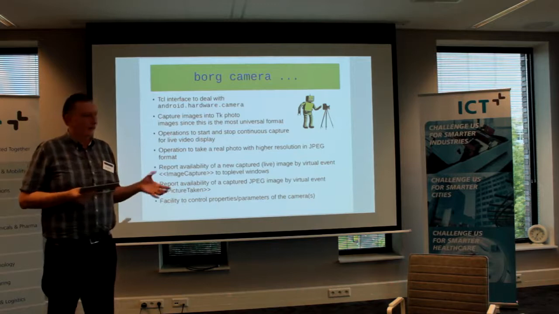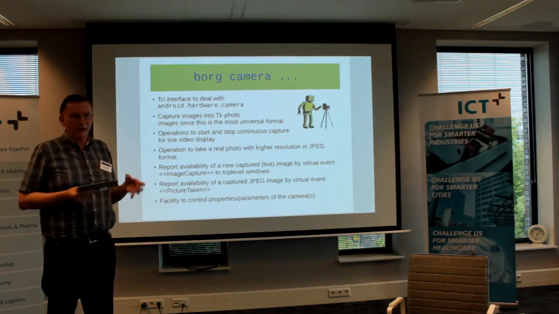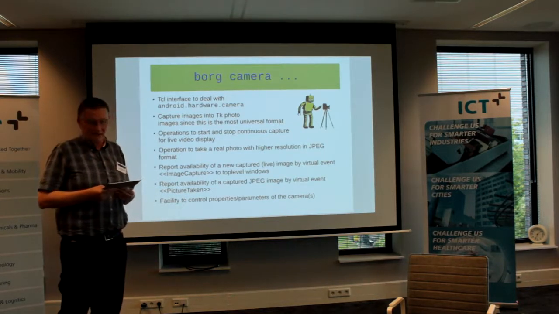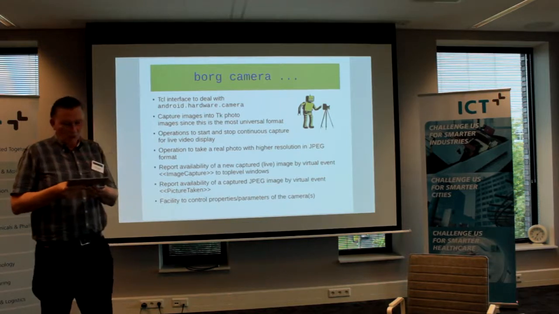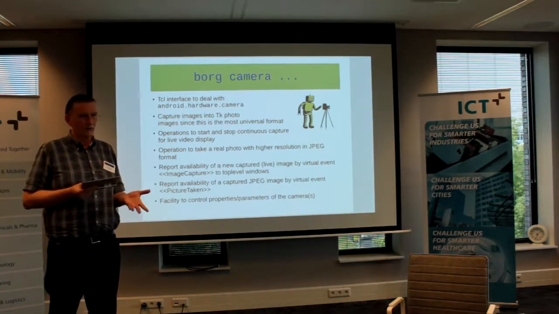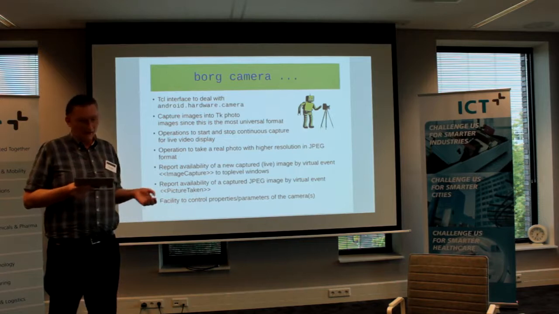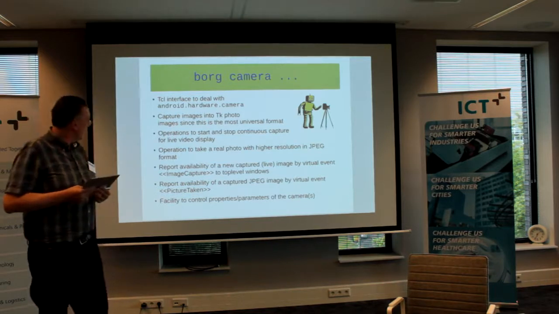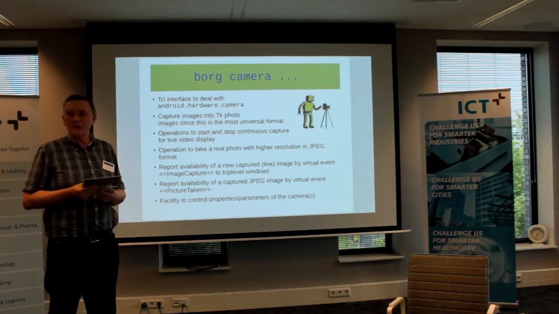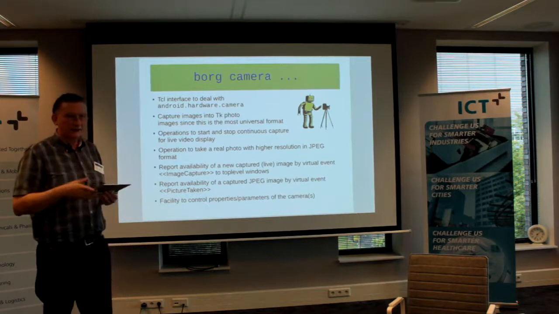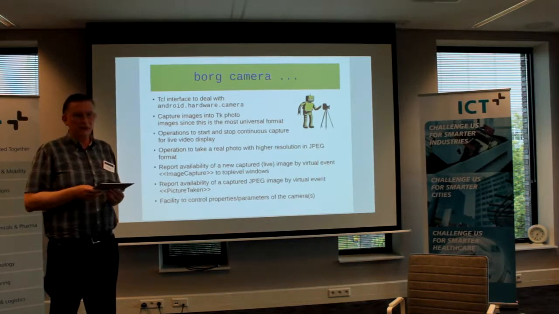Because if you have two threads which both have a top-level widget, both can receive the image capture virtual event. Likewise, the report of the availability of a JPEG snapshot, which is a real photo with, let's say, 5 megapixels, is done by another virtual event which is called picture taking. There are some means to control things of the camera, for example, the size of the preview image or the JPEG quality or things like backlight compensation and so on, but this is depending on the hardware of the device.